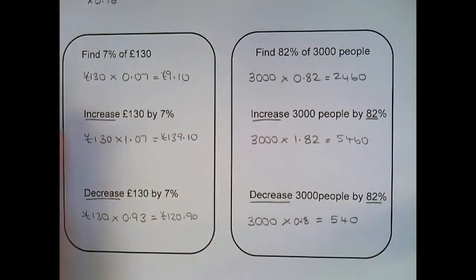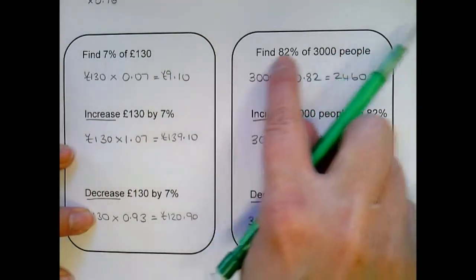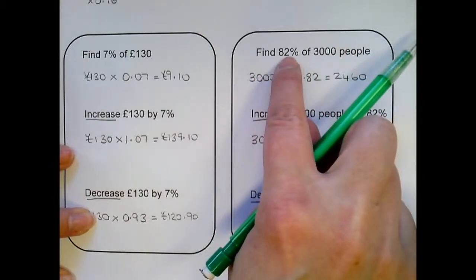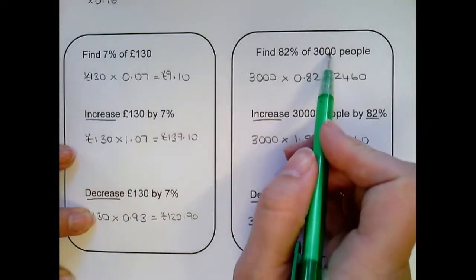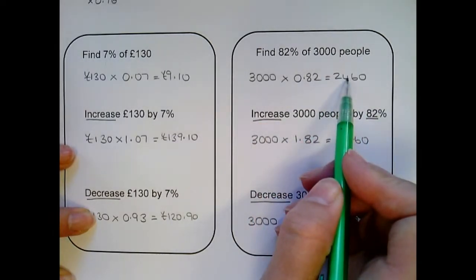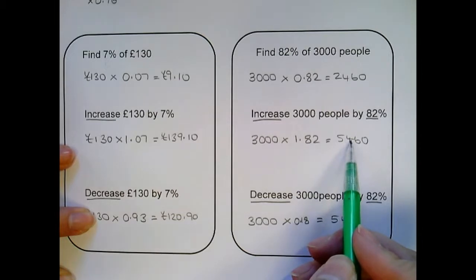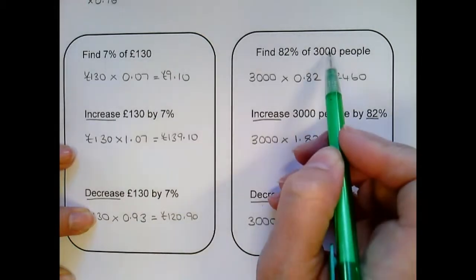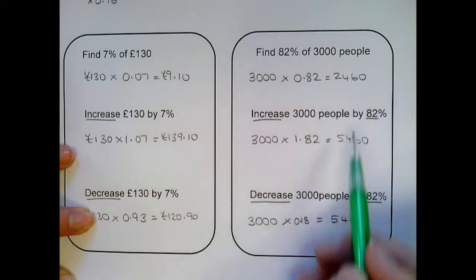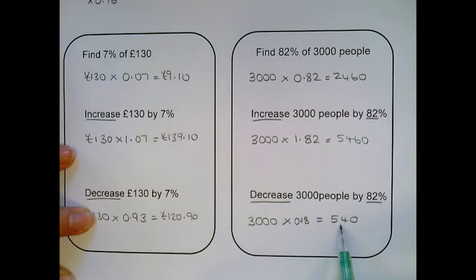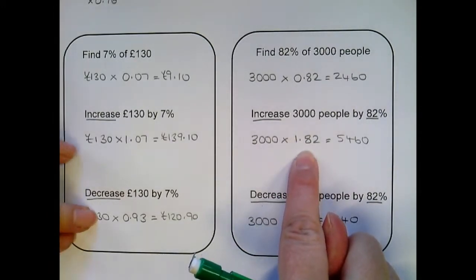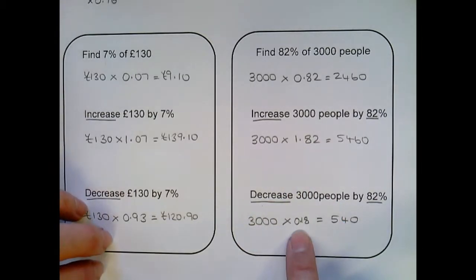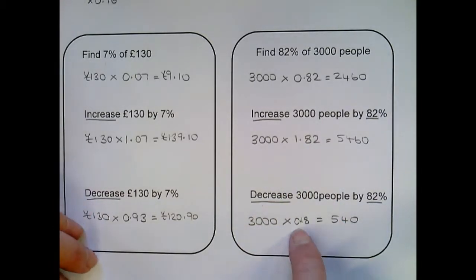Okay, if you don't like this whole going up and down, you could actually just use your first answer. So find 82% by times by 0.82, and then to increase, you could do 3,000 plus that 2,460 to get you the 5,460. And to decrease, you could do the 3,000 take away the 2,460 to get you the 540. But it's handy if you're able to do it all in one go. So times by 1.82 finds 82% and adds it on all in one go. And 0.18 finds the 82% and takes it off all in one go.